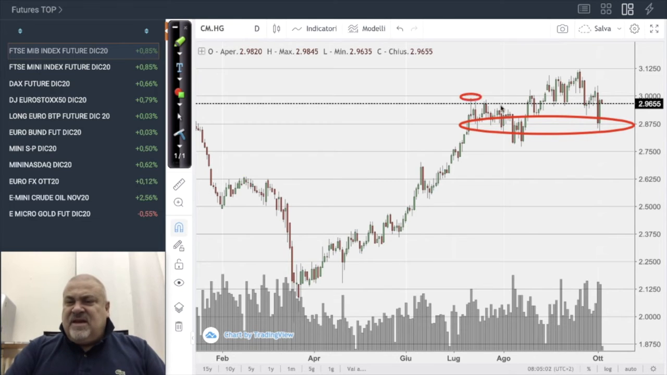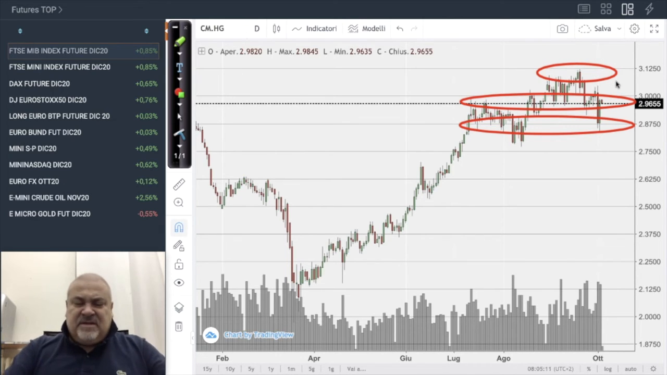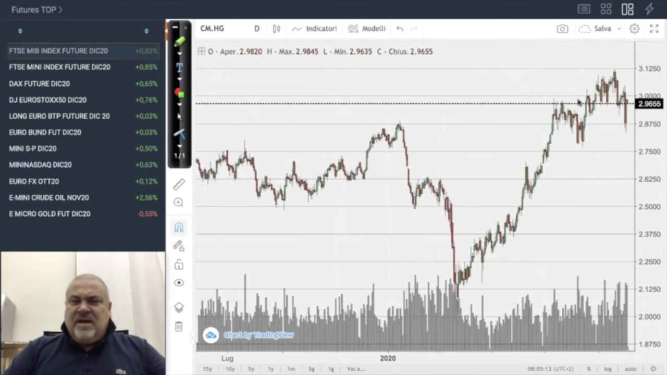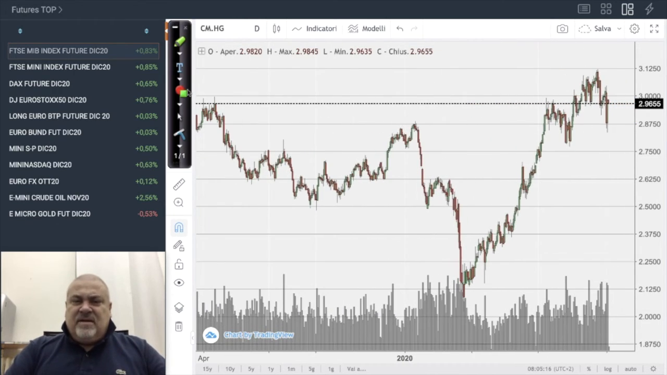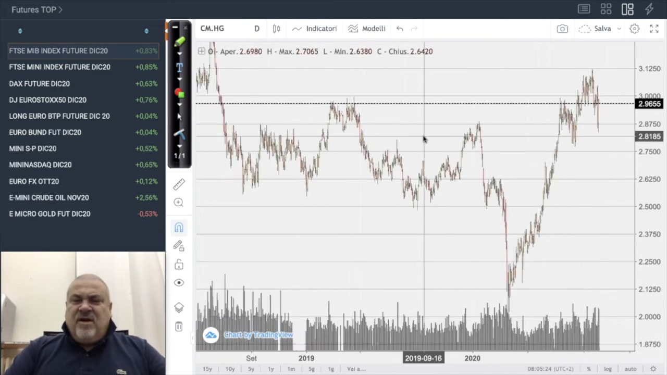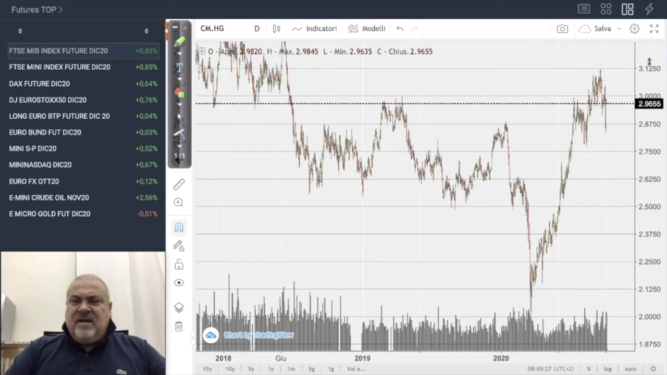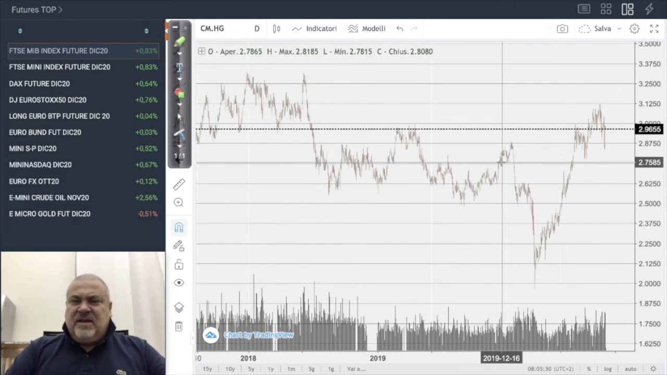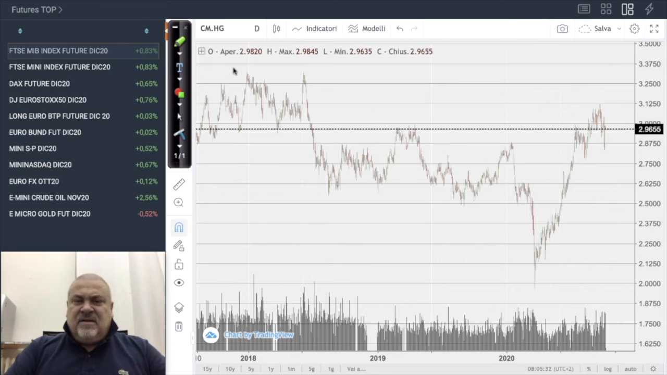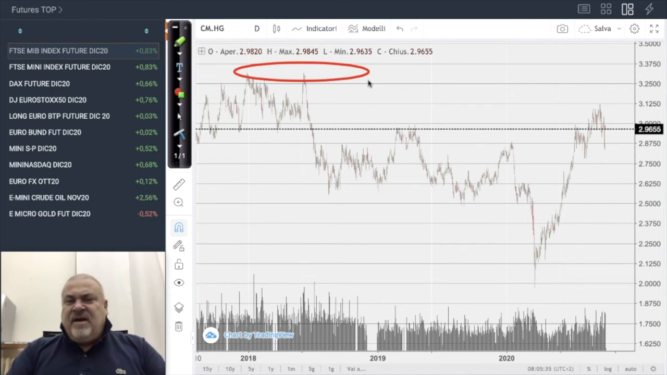Then again we have this area as a main area, and then we have 3.10, 3.12 as a main resistance. What will happen in the future? Well, in case of a movement, and here you can clearly see also that 2.875 was really working even before. So if we go back, we can see clearly that in spring 2018, 3.3 was the top area. So maybe if the movement continues, this one can be the target.